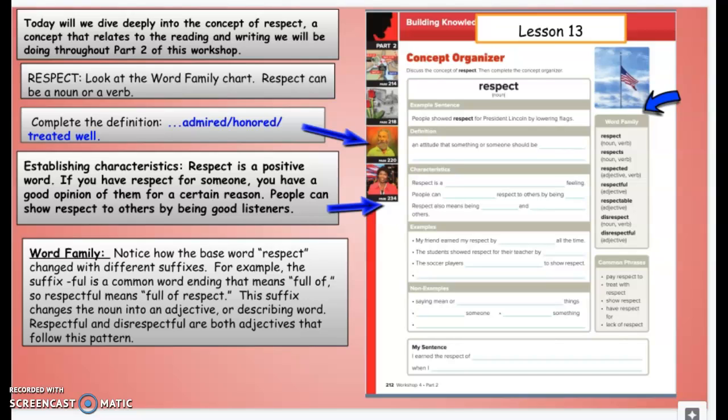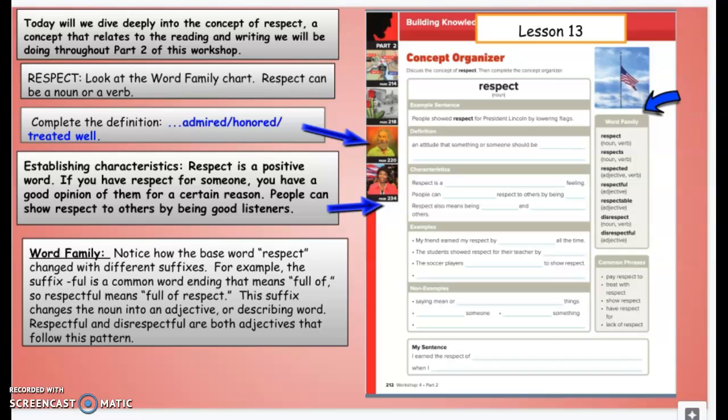And if you notice the blue arrow on the right, you'll see it's pointing to something called word family. If you look at this word family, the base word respect, you'll notice that there are more than 6 definitions that go with respect, depending on whether they put on a suffix or a prefix. And we will be talking about that in a little bit. Again, we're going to look at the base word respect. So we're going to discuss this concept, and then your job will be to complete the concept organizer.